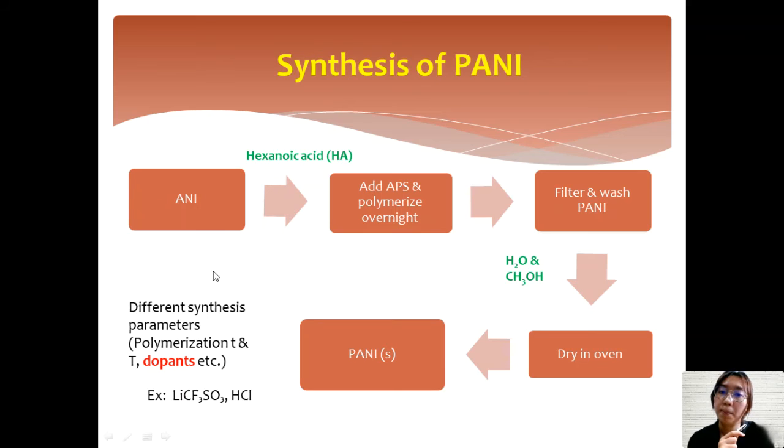The polyaniline will be synthesized through chemical oxidative polymerization. The aniline will be used as a monomer. The ammonium persulfate, APS, will be used as an oxidant, and hexanoic acid is chosen to form polyaniline nanotubes and nanosphere morphology. The polymerization process is carried out at 0 degrees Celsius for 24 hours. After that, it can be filtered and washed with methanol and water to remove any impurities.